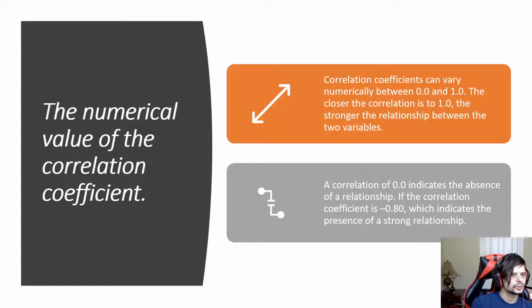The closer the correlation goes to 1, the stronger the relationship between the two variables. Think about this as a percentage. So 1 being 100% correlation, and 0 being 0% correlation, and all the stuff in between being that, including negatives. So if you got a negative 0.1 correlation, it's a negative 10% explanation of variation. A correlation of 0 indicates the absence of a relationship. If the correlation coefficient is negative 0.8, that indicates the presence of a strong relationship.